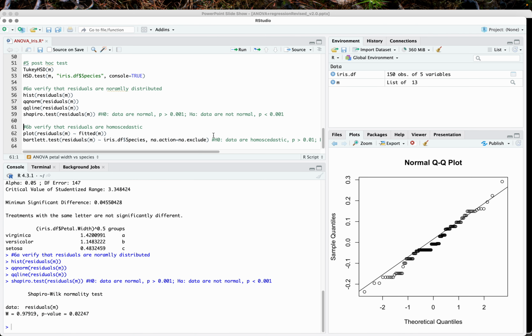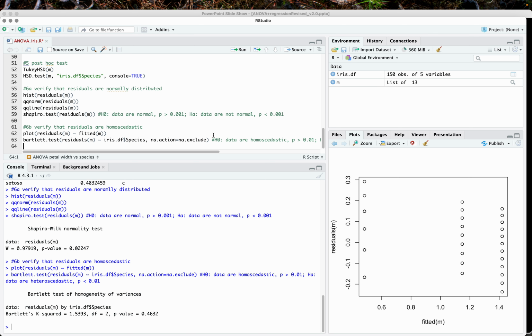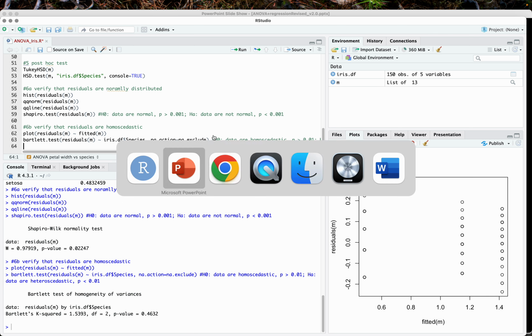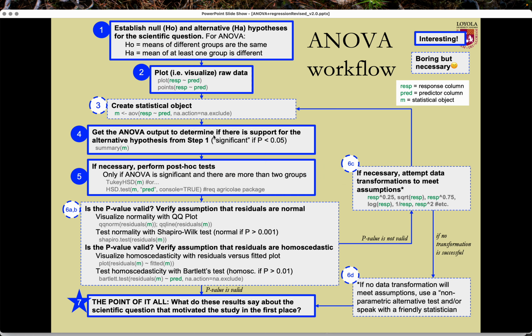All right, so they're still normal and they're still homoscedastic. So, there you have it. And we could just make a note, right? If square root hadn't worked, I might try quarter root, three quarters root. I might even square it. If those didn't work and it really mattered, I'd go talk to a statistician.